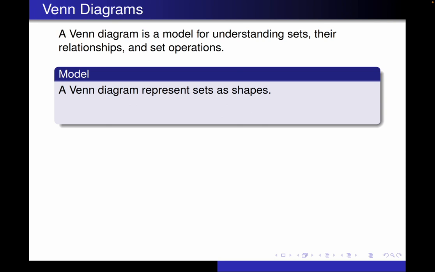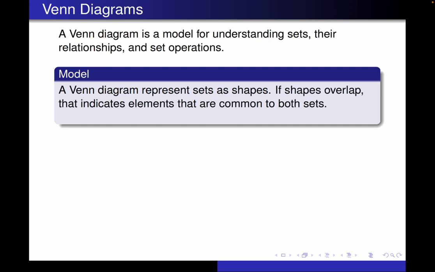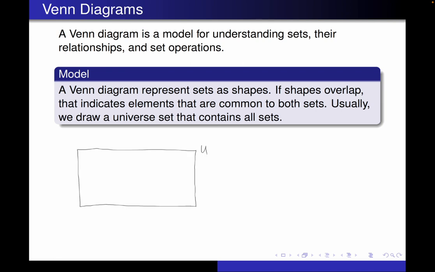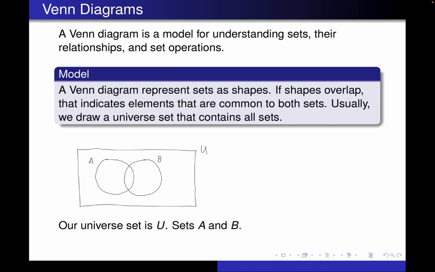As a model, in a Venn diagram, the sets are represented as shapes. If the shapes overlap, the part where they overlap indicates elements that are common to both sets. Usually, just to be proper about it, we draw some kind of universe set that contains all the sets. So here's our universe set, U. I'm going to draw that as a rectangle. And I'm going to draw my two smaller sets, A and B, as circles. They don't have to be circles and rectangles. They can be literally any shape that is useful in helping you understand sets.